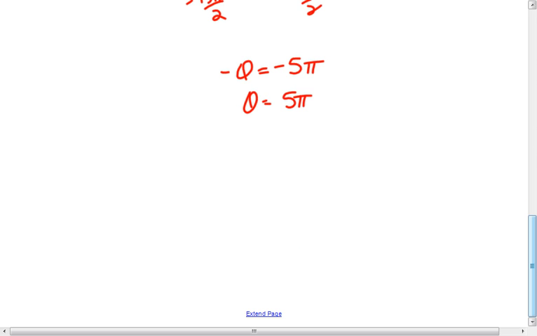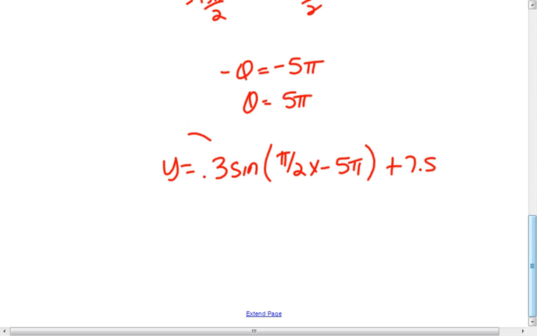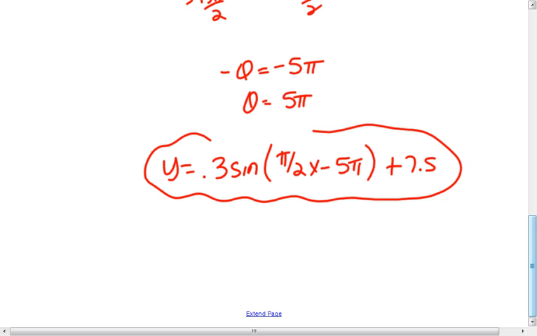All right, and then when I plug everything in, it will look like this. And that's what it should look like. So hopefully you'll be okay.